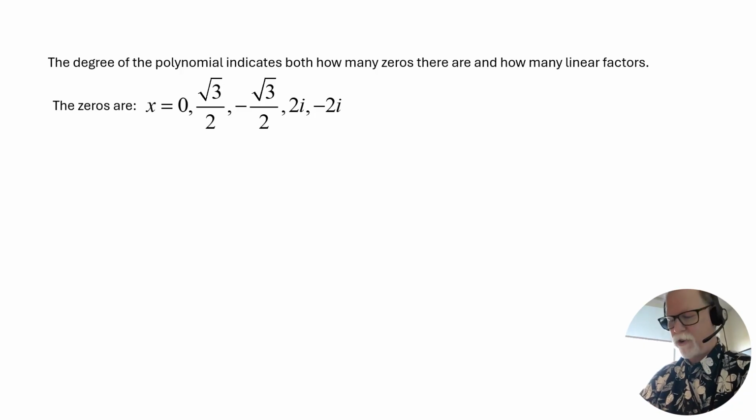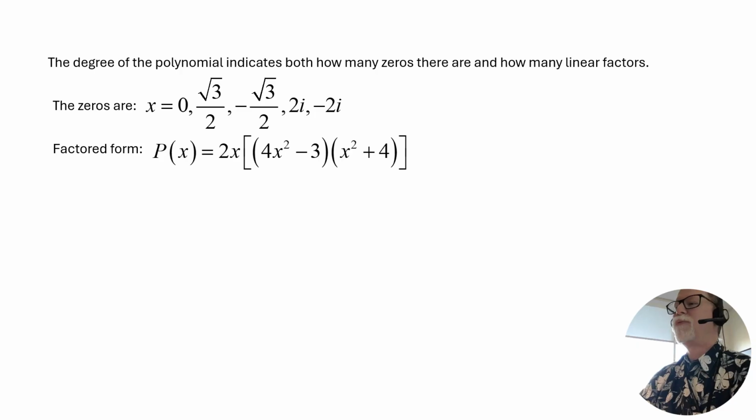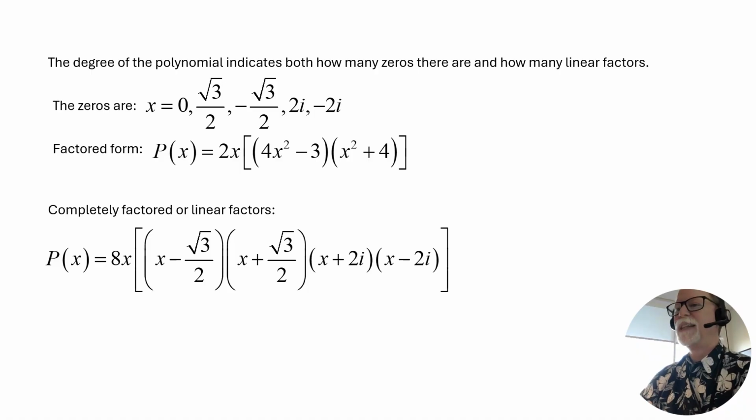There we go. We had a degree 5, so make sure you did get 5 zeros. Factored form, again, I just left it with those initial quadratics and the single linear. Completely factored, full linear factor like that. Again, pay attention to where you're going to put that leading coefficient.